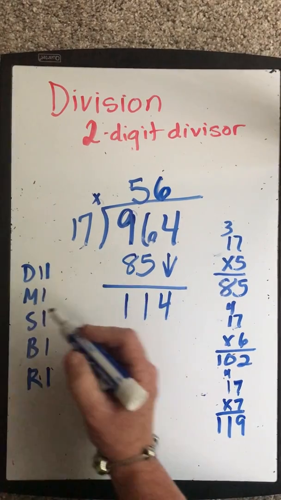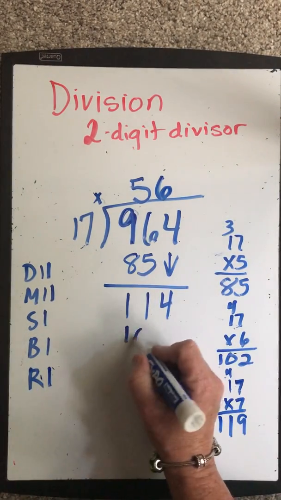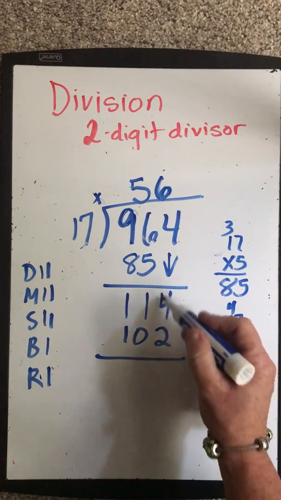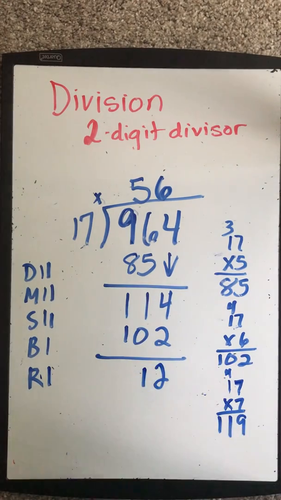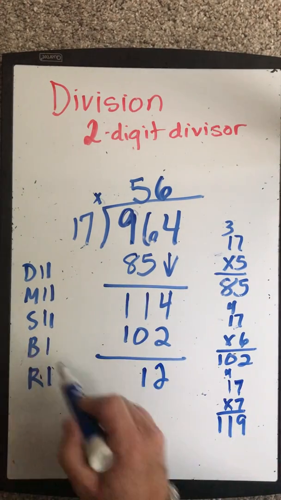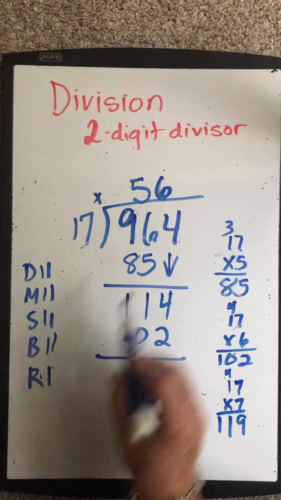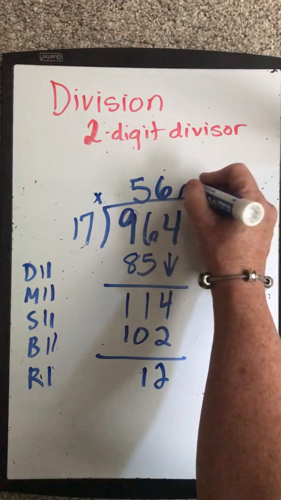So we just divided. Now we're going to multiply. 6 times 17, we know is 102. Then we're going to subtract. 4 minus 2 is 2. 1 minus 0 is 1. And we have nothing left to bring down. We're checking that. So since there's nothing left to bring down, this is our remainder.